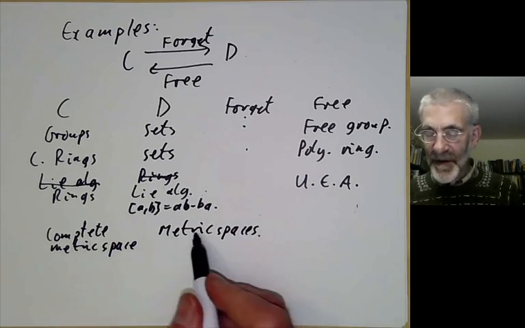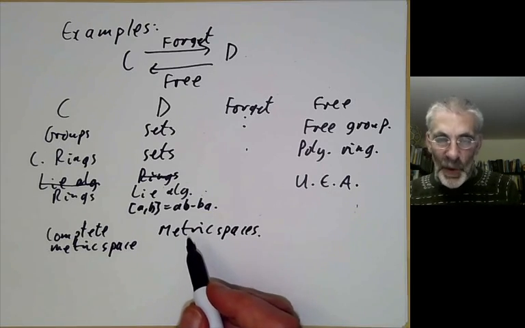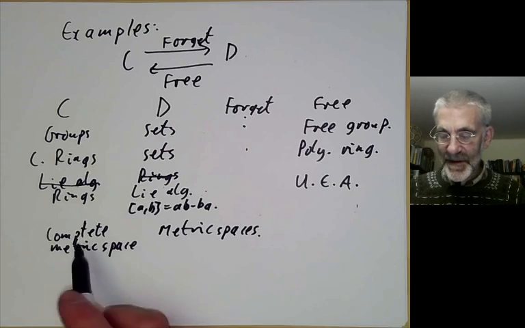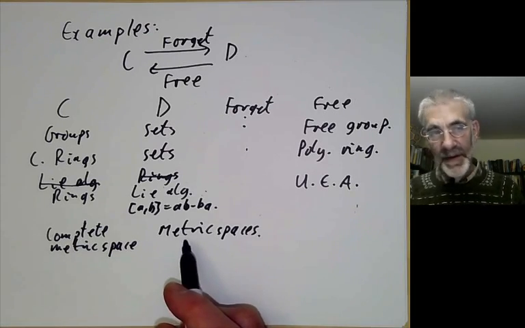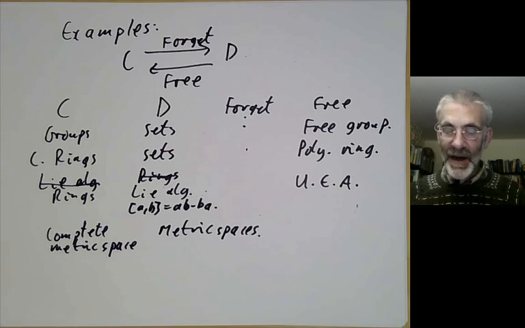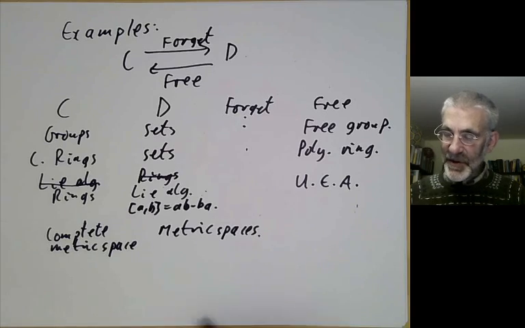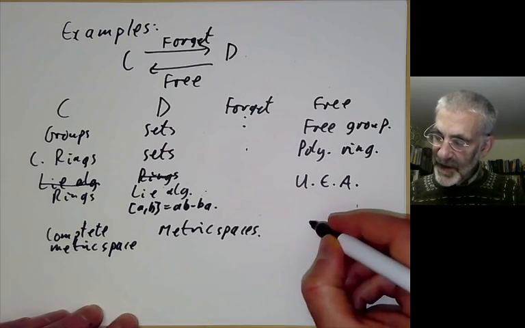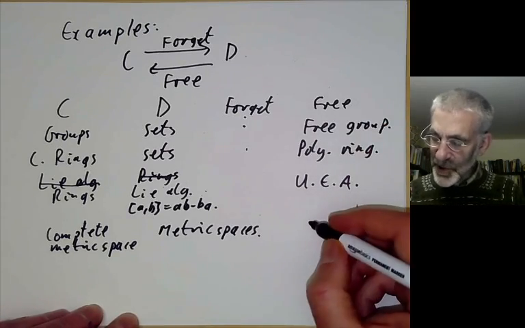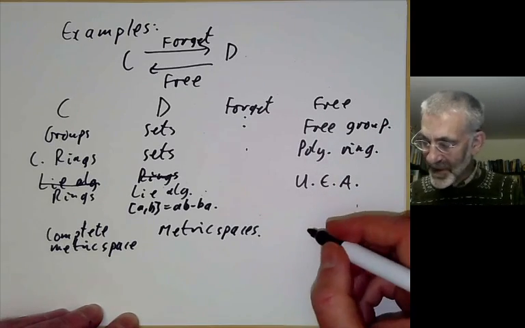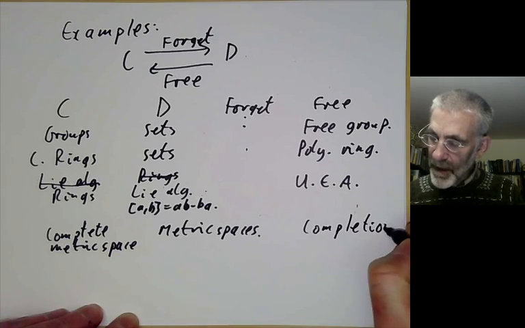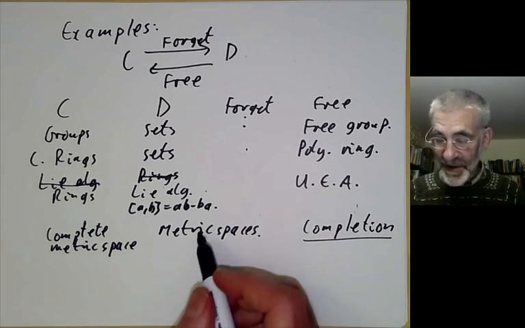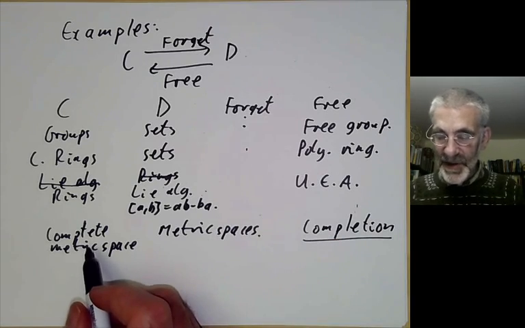So your forgetful functor is doing even less work than the usual forgetful functor. It just takes a complete metric space to itself and you just forget the fact that it's complete. Seems kind of a rather trivial thing to do. But the corresponding free functor, or the left adjoint, I don't think this is really called a free metric space, turns out to be the completion of a metric space.